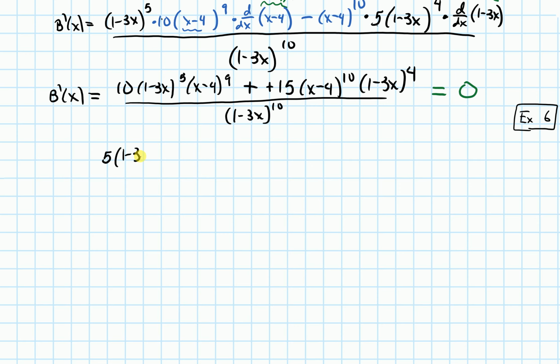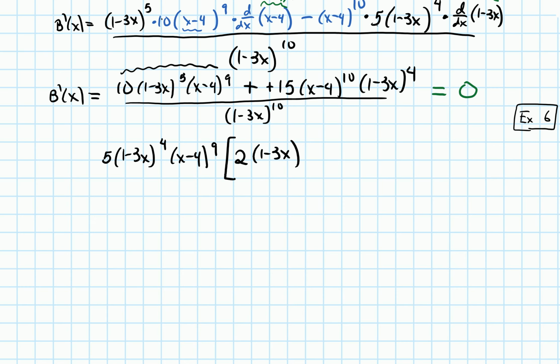We could do 1 minus 3x to the 4. That's common. That's a smaller power. There's 5 1 minus 3x's in this first term. There's 4 1 minus 3x's in the second term. So I can take out 4 of them. In the same sort of way, I can factor out x minus 4 to the 9. And that's everything that's common. Now I have to write everything that's left over. So from the first term, when I factor this stuff out, I'll be left with a 2, because 10 divided by 5 is 2. And I'll also have a 1 minus 3x. That's all I'll have left over from the first term.